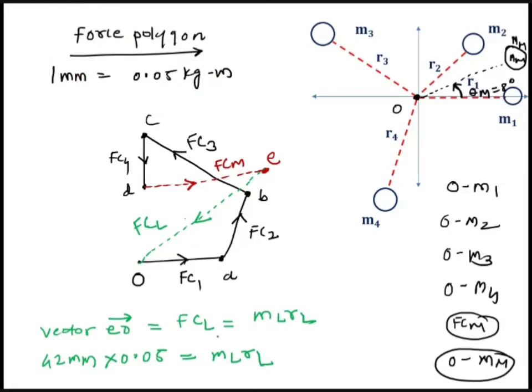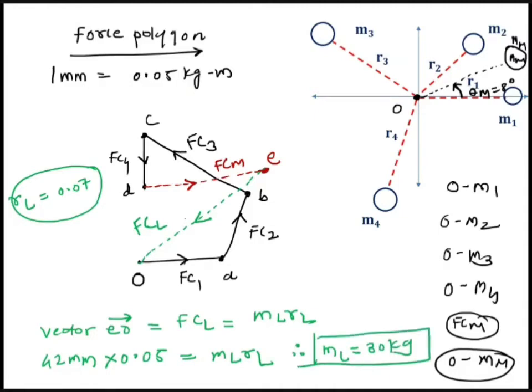Once the RL is given, what you can do? Calculate this value. So from this I am getting ML is equal to... RL is given. What is RL? RL is equal to 0.07. This is given. That is the length of the radius of rotation of the balancing mass ML. So from this I am getting ML is equal to 30 kg. Now what is the next step? Now next step is to measure the angle.